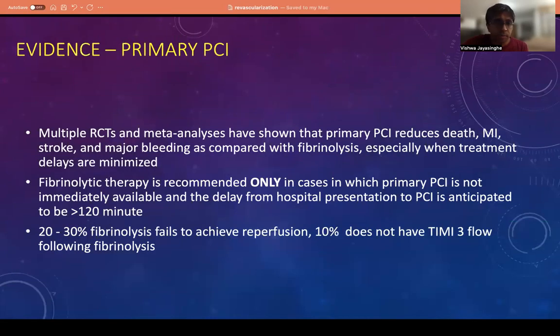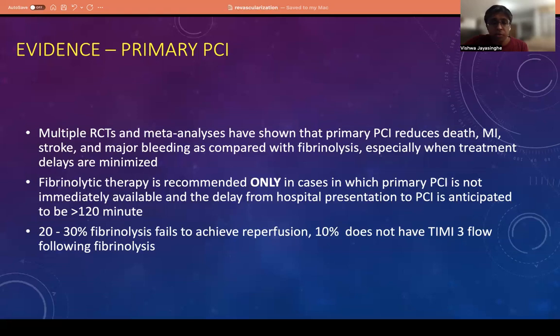So what is the evidence for primary PCI? There are multiple randomized trials and meta-analyses to support primary PCI to reduce death, myocardial infarction, stroke, as well as major bleeding compared with fibrinolysis, especially in the setting where treatment delays are minimized. And fibrinolytic therapy is only recommended when primary PCI is not immediately available and the delay from hospitalization to PCI is anticipated to be more than 120 minutes.